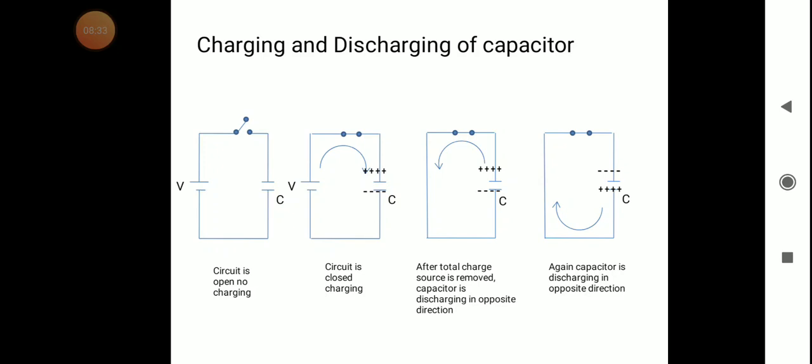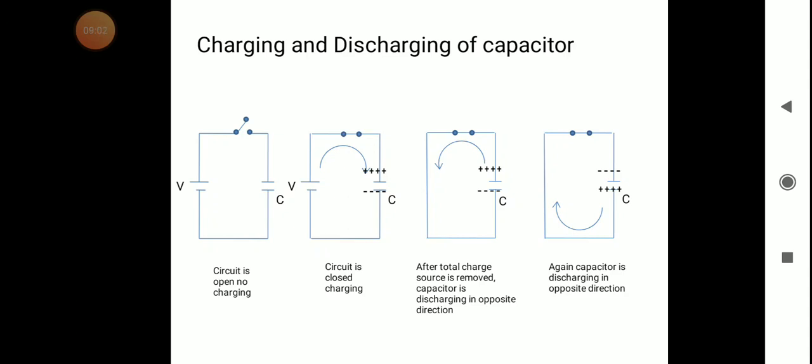In the first circuit, you can see the circuit is open, with no charging in the circuit. Whenever the switch is open, there is no electrical activity, as I mentioned earlier. Then the capacitor does not charge anything. Coming to the second circuit, you can see the switch is closed.